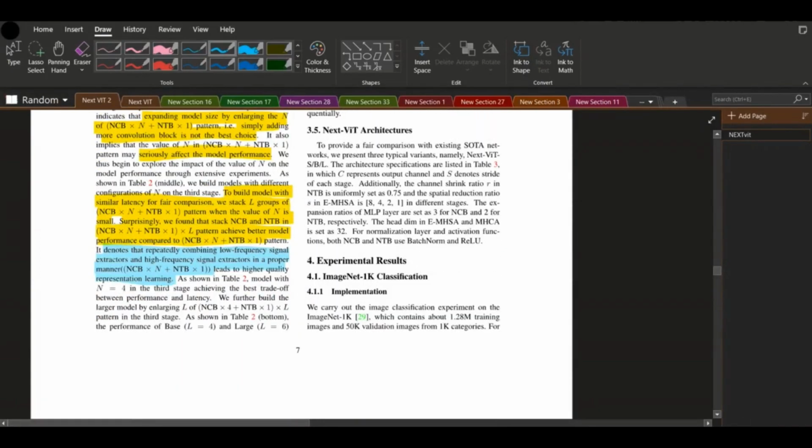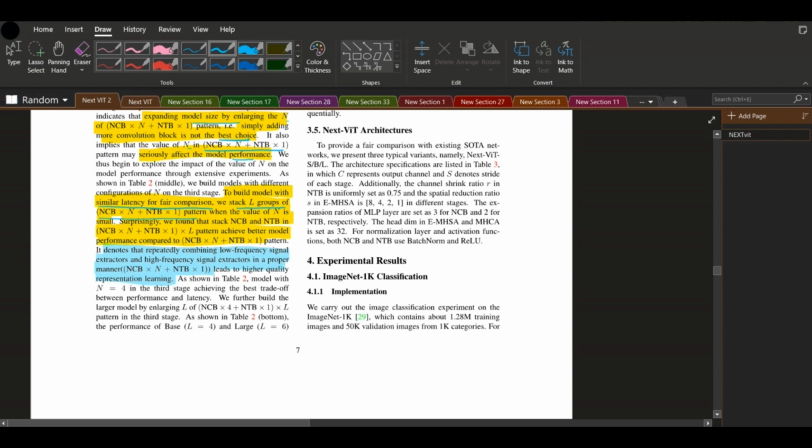So they state that expanding the model size by enlarging the n in this pattern, simply adding more convolution blocks, is not the best choice. It implies that the value of n in this pattern may seriously affect the model performance. Therefore, to build a model with similar latency for fair comparison, we stack L groups of this pattern where the value of n is small.